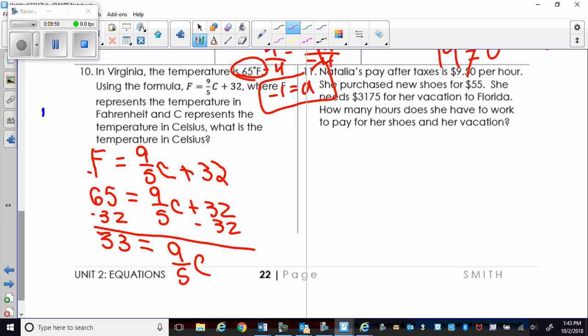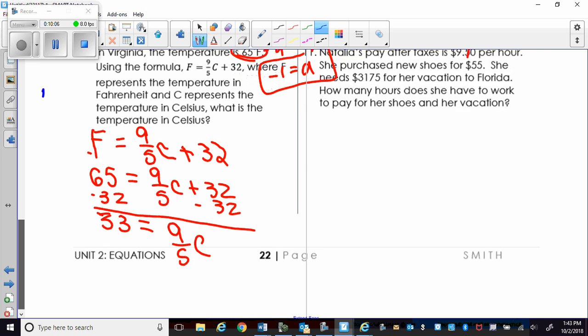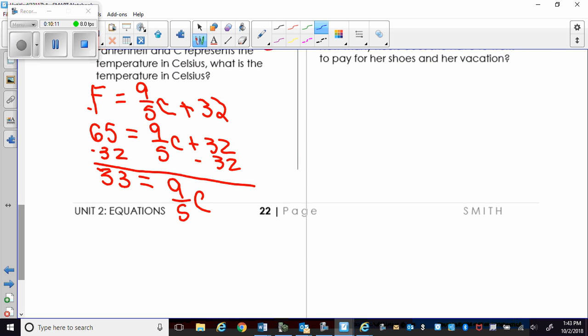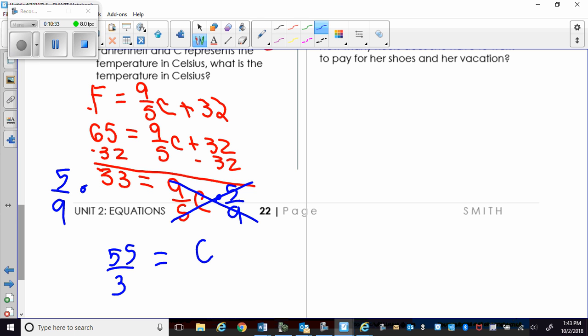If you want to get rid of a fraction, you flip it over. You get the reciprocal. So here, to get rid of the fraction, I multiply by 5 over 9 on both sides. This goes away, and this goes away. I'm left with C in the middle. Equals. You should have gotten 55 over 3, or some decimal.